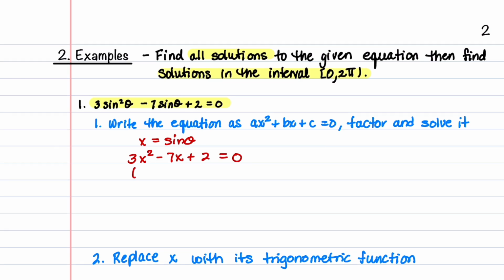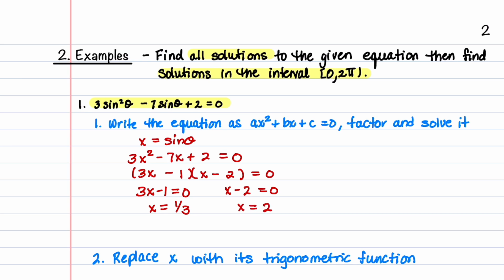We then factor this equation, so we have a 3x and we have an x. We need a 2, so we'll put the 2 here, the 1 here. We need a minus 7, so both of those are negative. This gives us 3x minus 1 is equal to 0, and it gives us x minus 2 is equal to 0. So we have x is equal to 1/3, and then x is equal to 2.